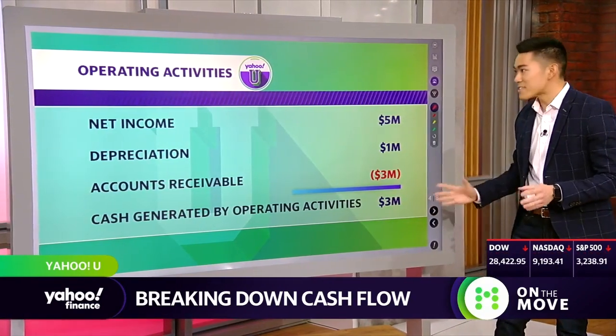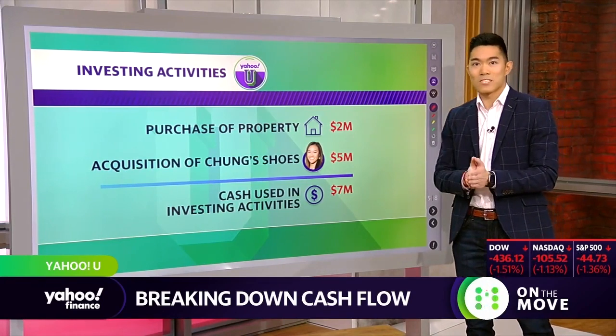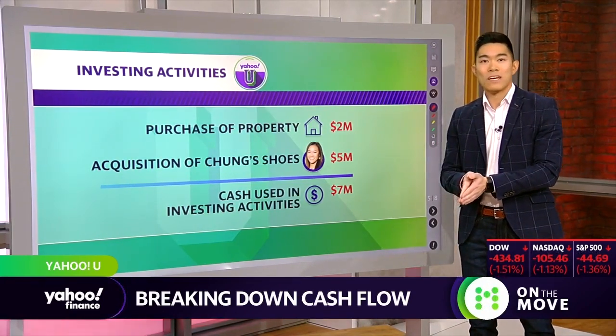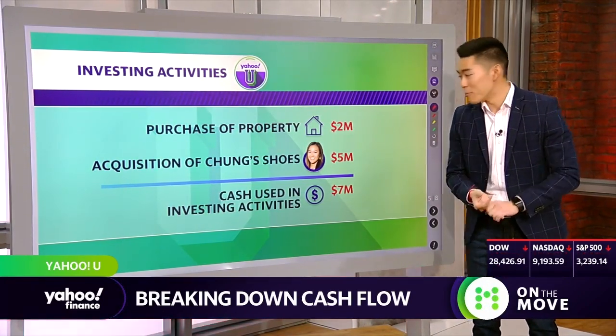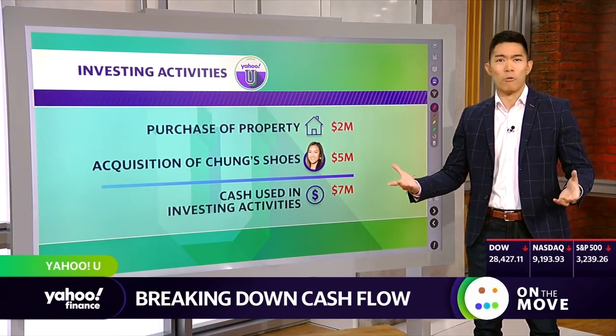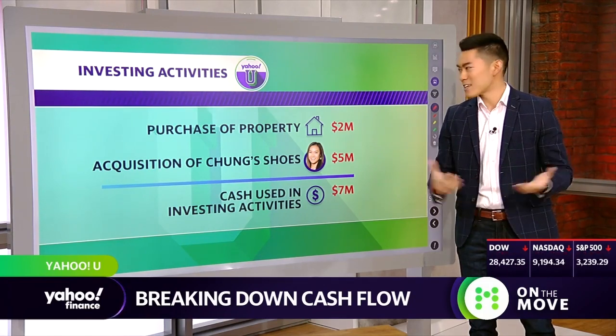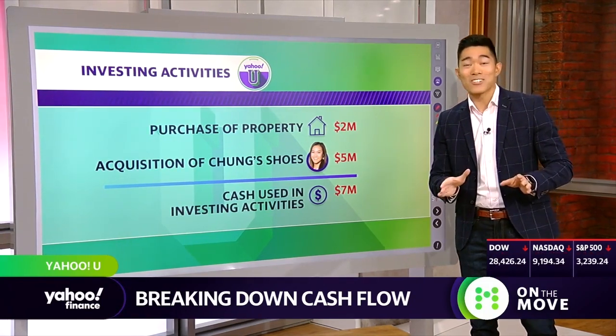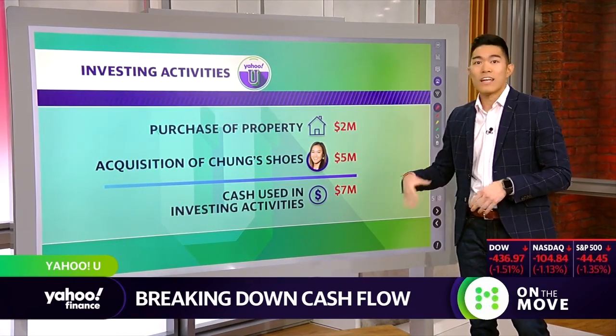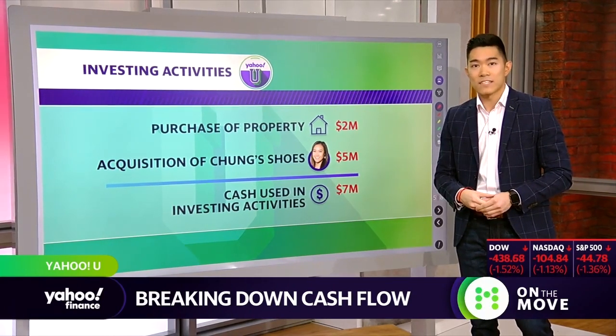So next up is investing activities, and this is pretty simple. These are expenses that I had to pay up in cash for, so things like buying a new building or the enormous costs of launching that takeover bid of my rival CHEUNG'S, which is run by my Yahoo Finance colleague, Heidi Chung. She's not even here today. But these all require cash, so there's a $7 million net outflow as a result of those investing activities.